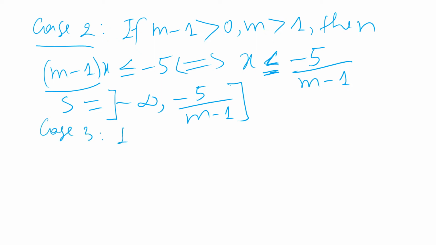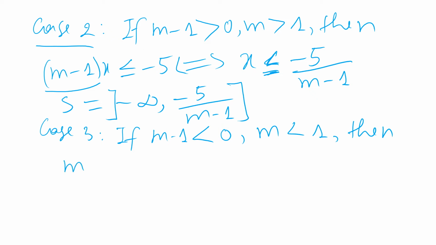Case number 3. Now, if m minus 1 is less than 0, we have m less than 1, then m minus 1 times x, which is less than or equal to negative 5, is equivalent.